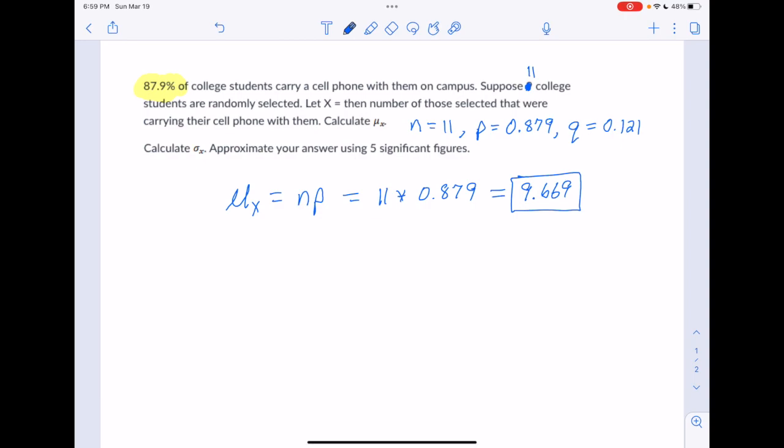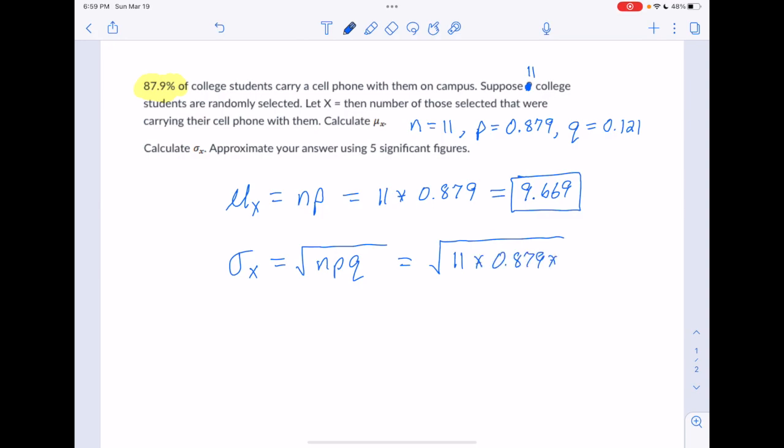All right, so now we'll go to the sigma x part of this question. For that one, we're going to use a shortcut formula also. That'll be the square root of n times p times q. So that would be the square root of 11 times p, 0.879, and times q, 0.121. So we're just going to put that into the calculator, and that one is almost certainly going to end up being long and messy, so we'll round it. But let's go see what we get.